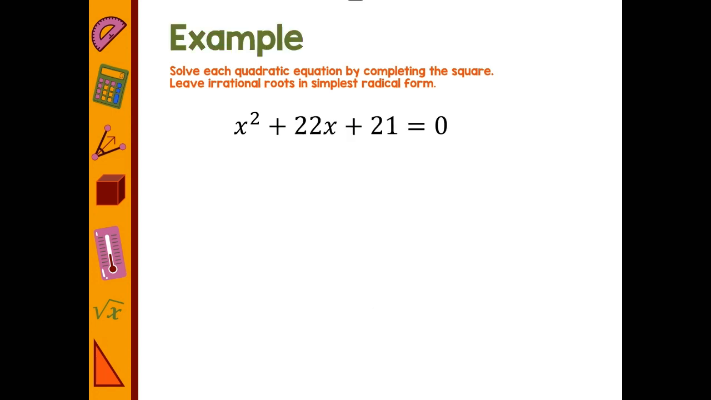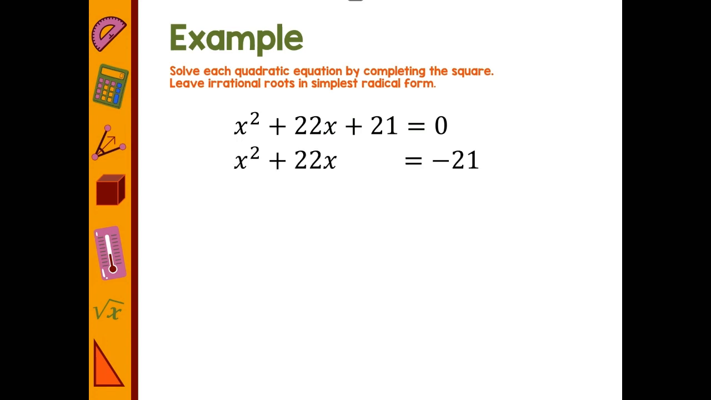Let's look at a new example. x squared plus 22x plus 21 equals 0. Same direction, solve each quadratic equation by completing the square. Leave irrational roots in simplest radical form. Okie doke, so let's subtract 21 from each side.